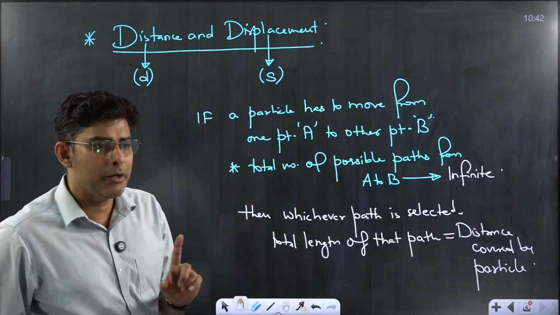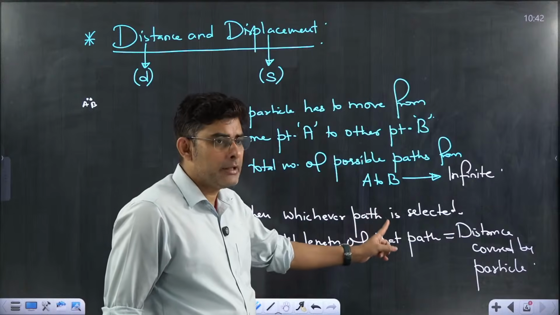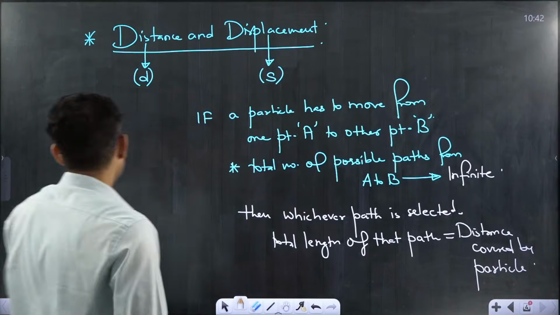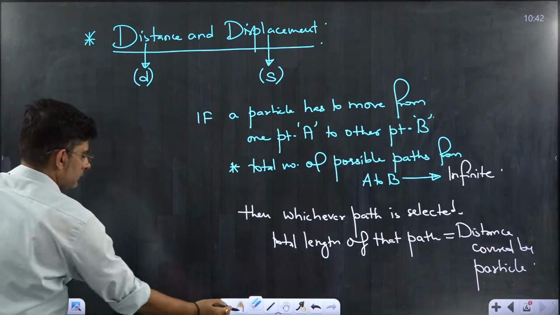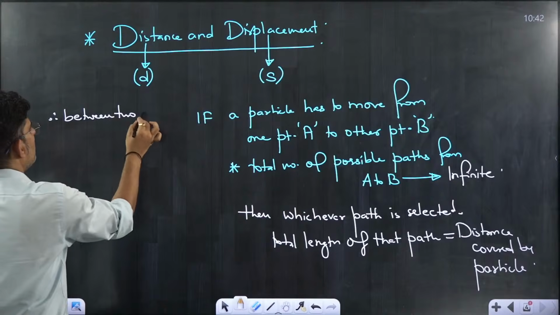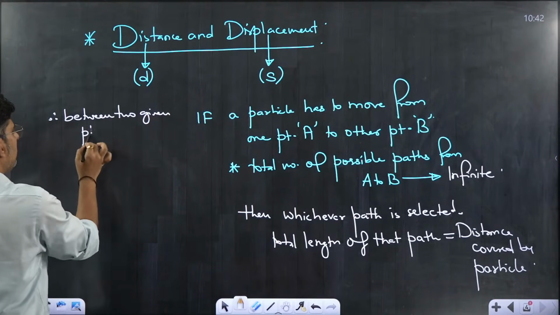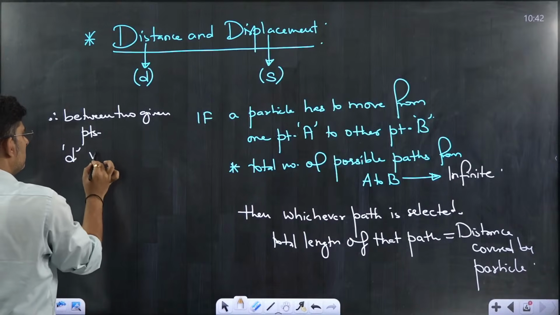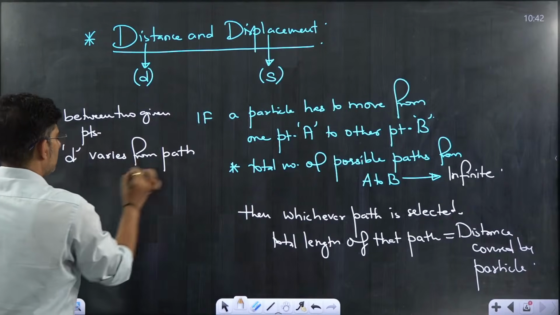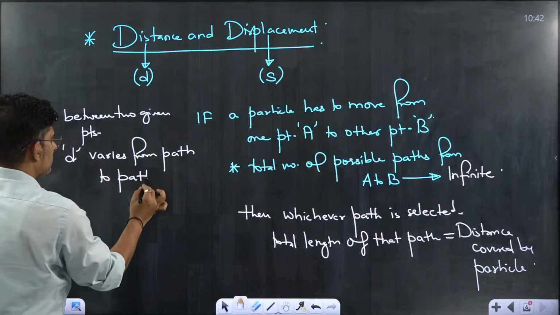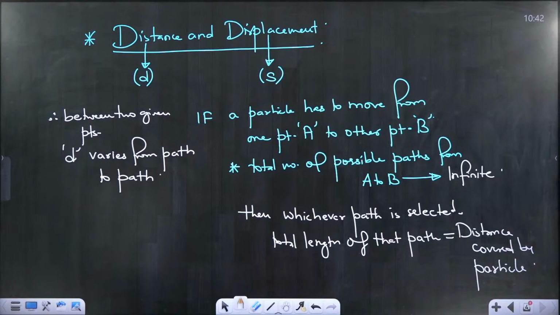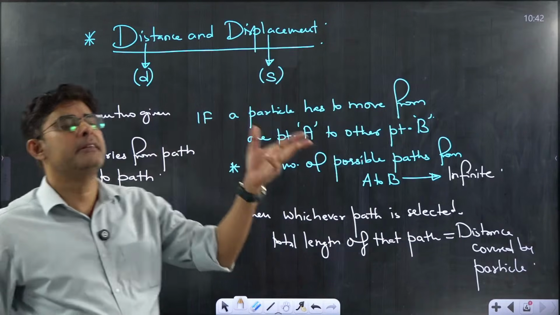So whichever path you are following, the total length of that path will be called the distance covered by the particle. So what does that mean? Therefore, between two given points, distance d varies from path to path. So distance will keep on varying from path to path, and this distance has no fixed direction.